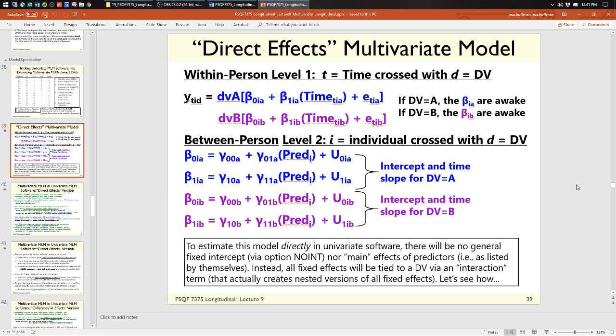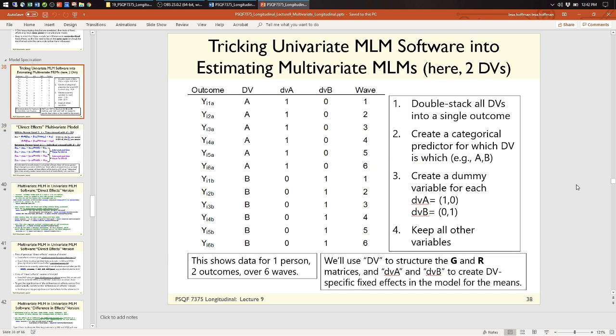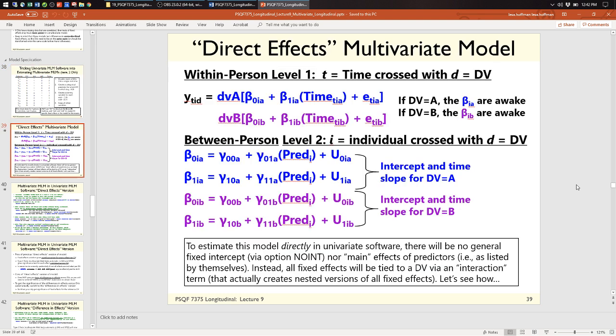So this is how you can trick software that is univariate, such as lme4, nlme in R, mixed in Stata, mixed in SPSS, mixed in SAS. Those are all univariate packages. You can trick them into doing a multivariate model if you stack your outcomes to be predicted simultaneously into one column. You create new dummy variables that distinguish each outcome, as well as one to be used as an index, and you put them in the model like this.